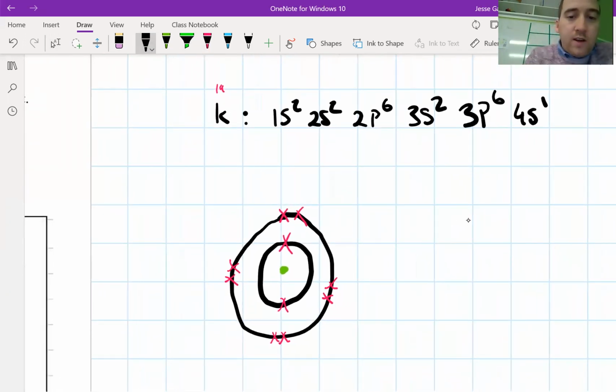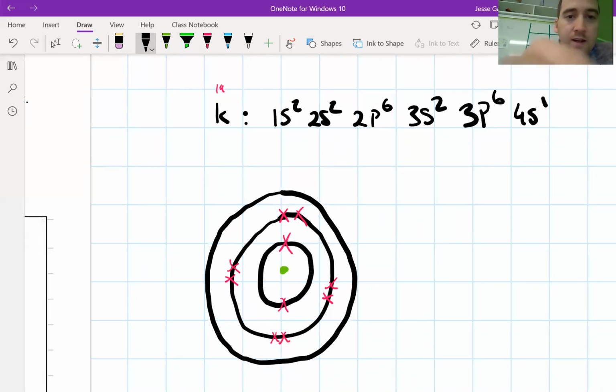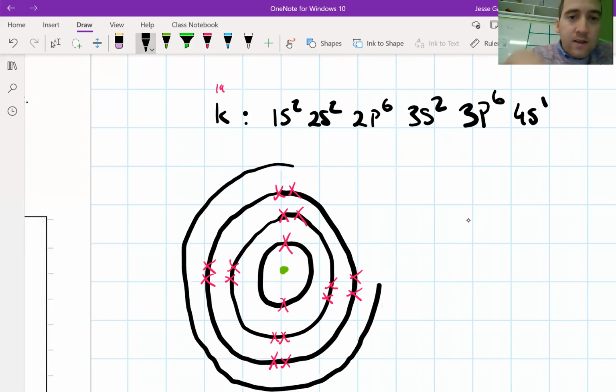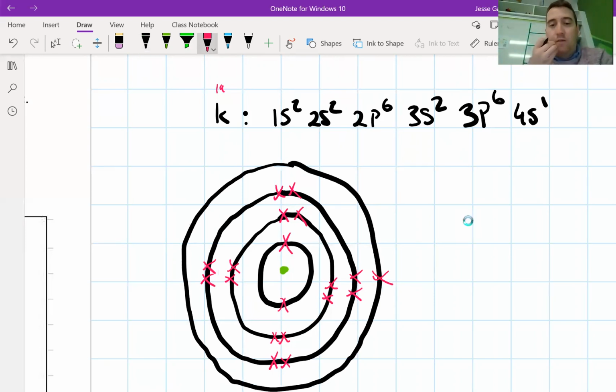I'm going to draw a third energy level, n equal to 3. And here are 8 more. 1, 2, 3, 4, 5, 6, 7, and 8. And then lastly, we've got 1 more electron, and it goes in the 4th energy level like this. And there it is, 1 electron in the 4th shell. Okay, so that represents for us the atom of potassium.